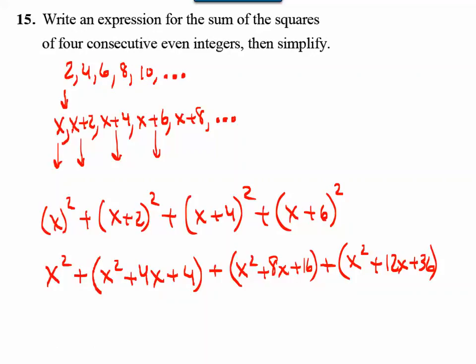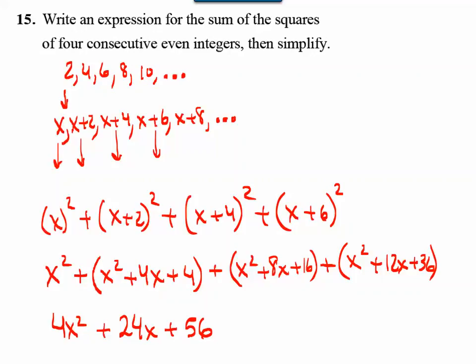Alright, now let's add all the like terms together. I got x squared, another x squared, another x squared, another x squared. So granted, I got 4x squared. 4x plus 8x is 12x, and 12x plus 12x is 24x. And let's see, 4 plus 16 is 20, 20 plus 36 is 56. Are we good there? And again, some practice with these things here. Okay, that was multiplication.